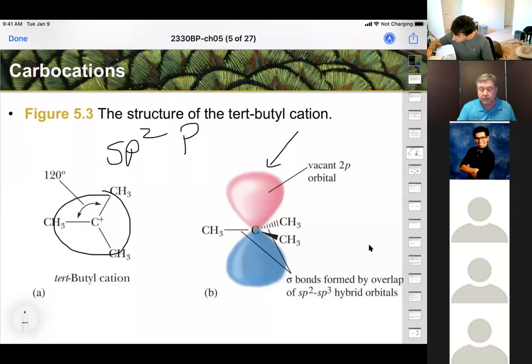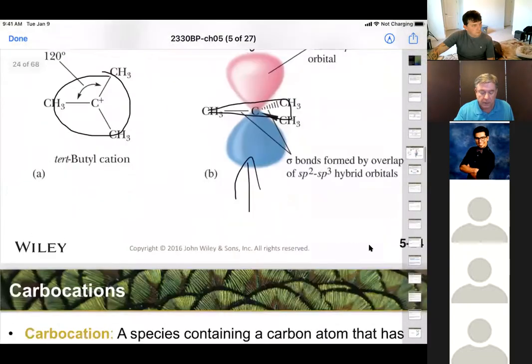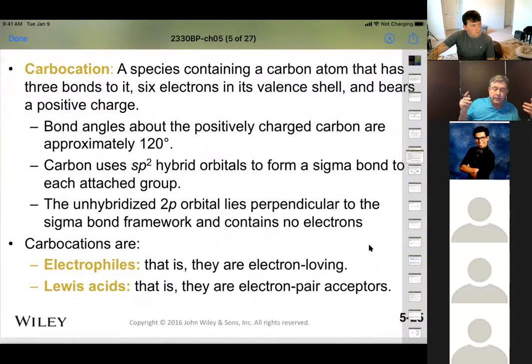Okay, so this structure is actually telling us something interesting about the system. The fact that this is a trigonal planar structure and we have this empty orbital means it can be attacked from either side to make that new sigma bond. Because it is that way, it is an electrophile. Because it has that empty orbital, it really wants an electron. And therefore it is also a Lewis acid and will accept any electron pair that comes nearby that's willing to share with it. So that idea that we have this empty orbital ready to accept electrons is the nature of the carbocation.